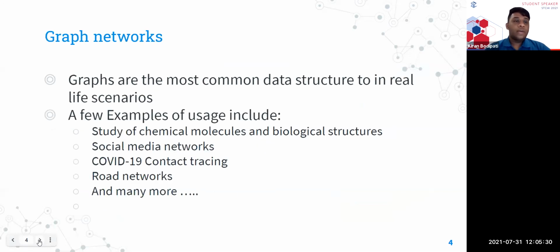Okay, now coming to graph networks. Graph data structures are one of the most common data structures that we see in real life scenarios, be it for social media networks and connections, study of road networks, study of chemical and biological proteins. Almost each and every real life scenario uses graphs for its representation. In fact, the study of the spread of COVID-19 and the subsequent contact tracing of the cases is also done with the help of graph networks.